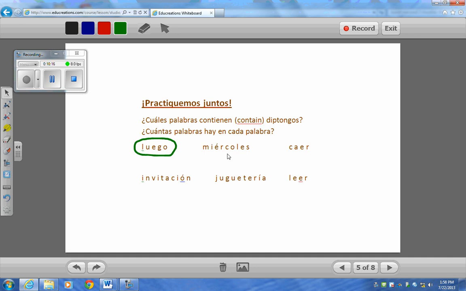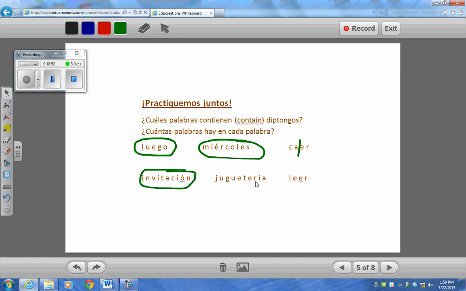But an accent on the weak vowel breaks the diphthong. A, E, and O are strong. This is still a diphthong. Caer. A, E, and O are strong. These are two strong vowels. Two strong vowels do not a diphthong make. So if we were going to say this word, it would be caer, two syllables. That is not a diphthong. Imitación, again, to break a diphthong, the stress needs to be on the weak vowel. It's on a strong one. So this is still a diphthong.